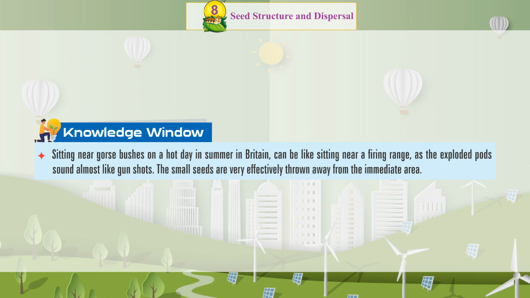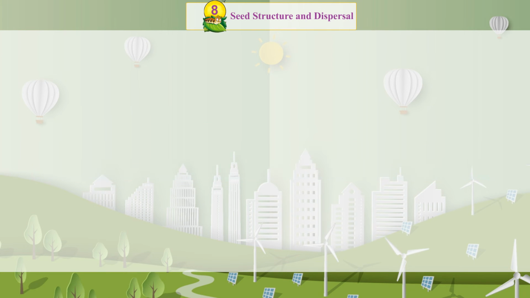Knowledge window. Sitting near gorse bushes on a hot day in summer in Britain can be like sitting near a firing range, as the exploded pods sound almost like gunshots. The small seeds are very effectively thrown away from the immediate area.